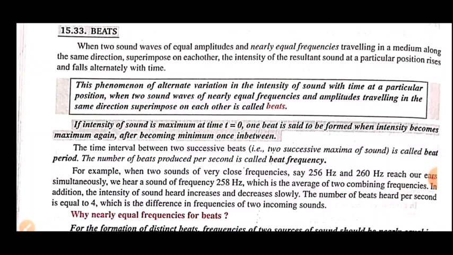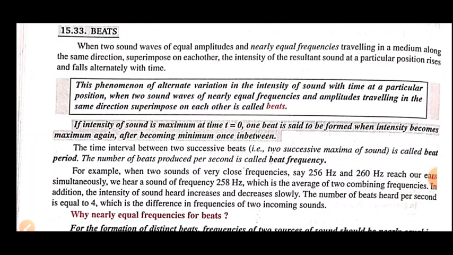So it means in the beat phenomenon, at some places the intensity starts to increase and at some places it starts to decrease after the superposition of the waves. If you see the intensity of sound at t equal to 0, that is the maximum value, and one beat is said to be formed when the intensity becomes maximum again after becoming minimum once in between. So continuously it goes minimum, maximum, and in this pattern we are observing the variation in intensity.